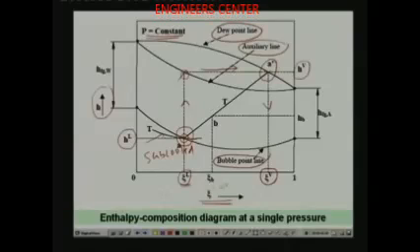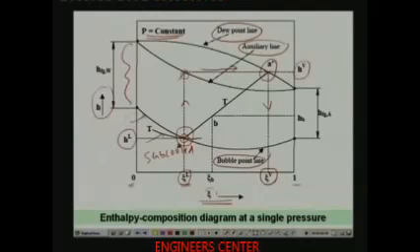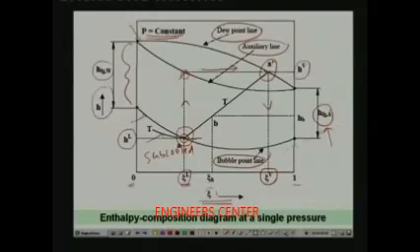You can see that here I am varying the concentration from 0 to 1, that means from pure water to pure ammonia. So, obviously this difference, which is nothing but the enthalpy difference between saturated liquid and saturated vapor, is nothing but your latent heat of vaporization for pure water at this pressure. Similarly, at the other end, this distance gives you the latent heat of vaporization for ammonia at this particular pressure.